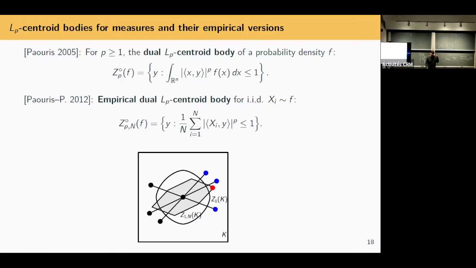So you trade working with the usual measure for this empirical measure. And if I do this with a dense set, of course, I'll get a good approximation by the law of large numbers. So for the empirical centroid body, I trade the integral for an average. If I want to generate the centroid body, I do it just empirically: compute centroids, but using discrete point sets instead of the whole measure.